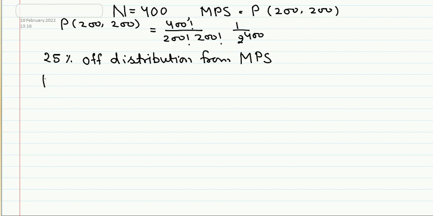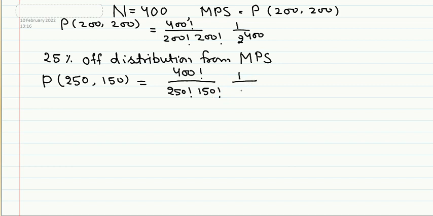So what will that be? That will be 200 plus 50 and 200 minus 50, so it will be 250 and 150. So the probability for this distribution, which is 25% off from the most probable distribution, is 400 factorial divided by 250 factorial divided by 150 factorial, and then 1 upon 2 to the power 400.